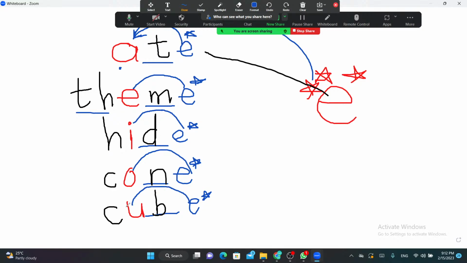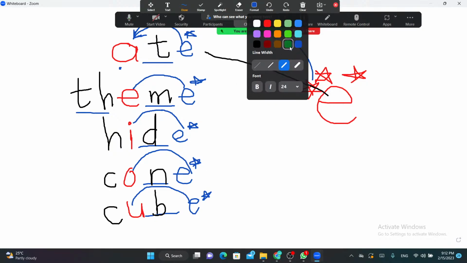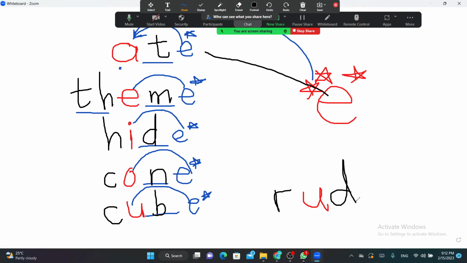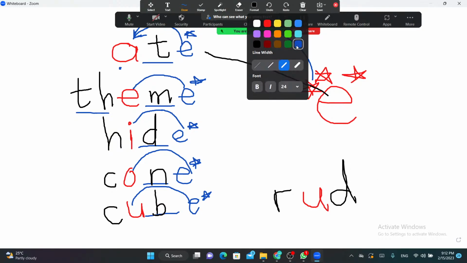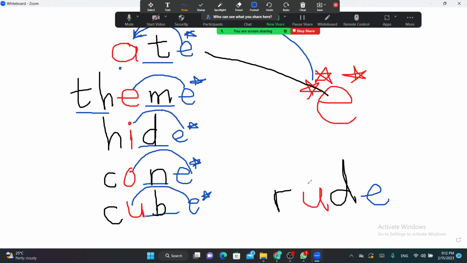Okay, cube. Now let me give you an example. Just keep it like this for kids, but for you, let me write it here. The other pronunciation of U. So how will you read this? Rude or rude? Which U sound is here? It's ru. The U sound is here, and here it is saying the U sound, its own sound. Cube, and rude. Okay, so this is how you will teach magic E.